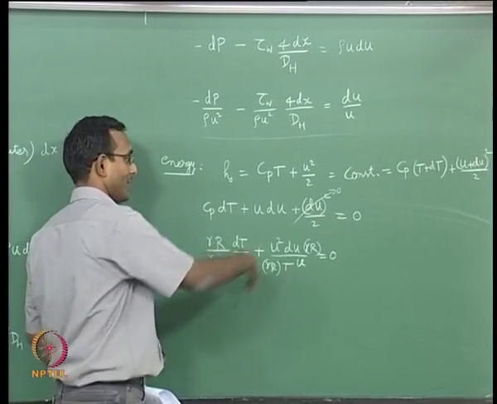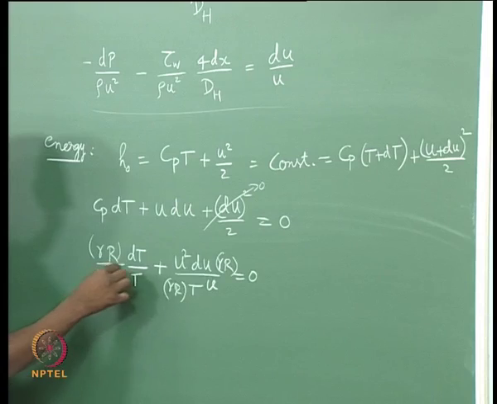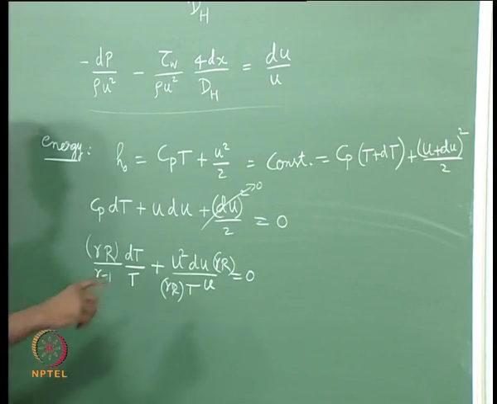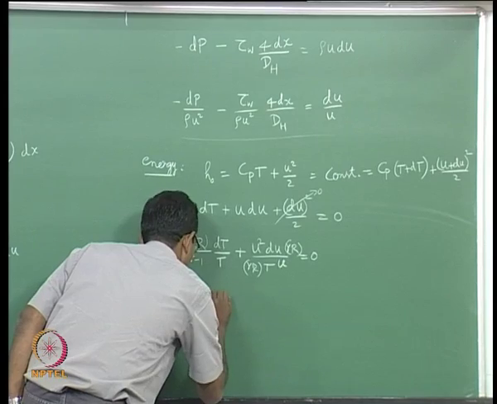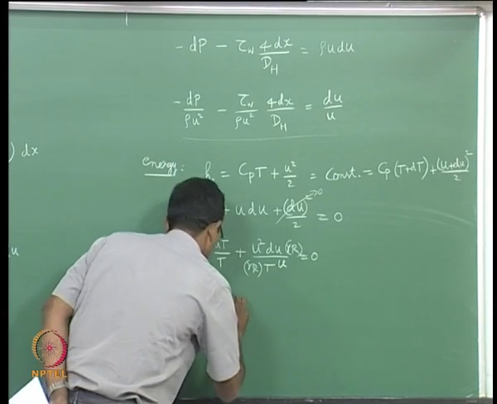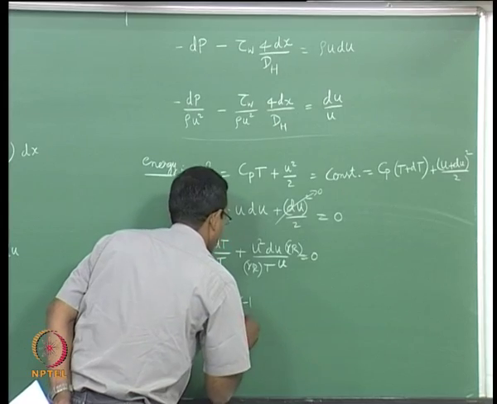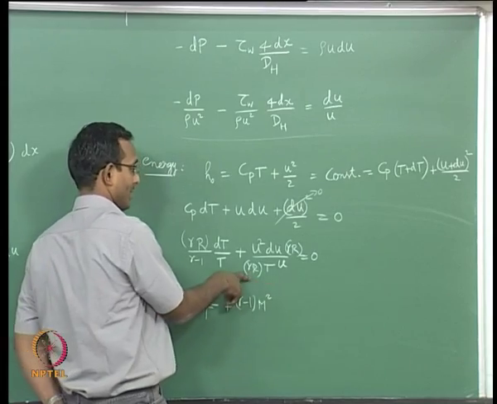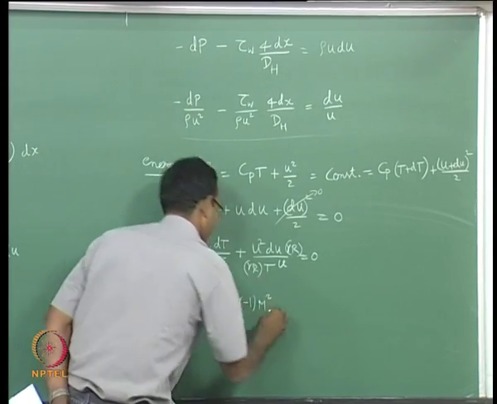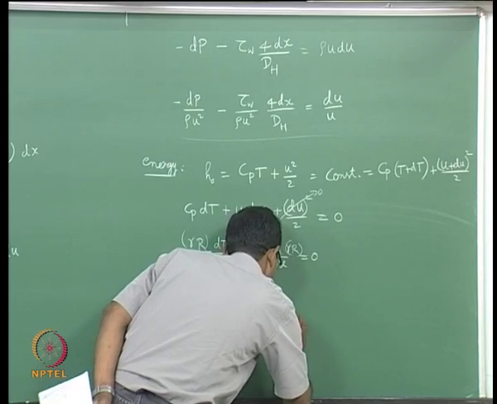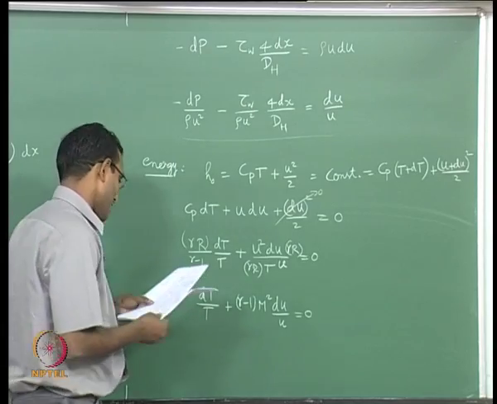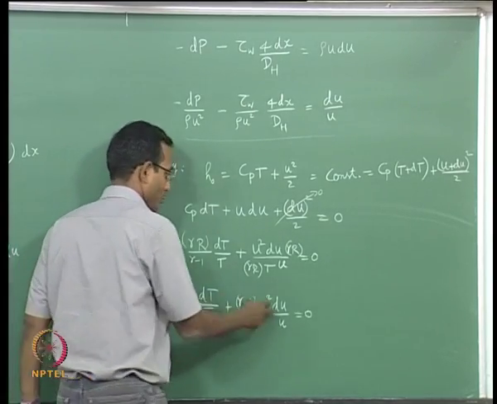Okay. So, if I do that, I can now say that this gamma R can never be 0 and just cancel this. Gamma R is a common factor out of this, that cannot be 0, only the remaining term is 0. So, I will finally end up with dT by T plus (gamma minus 1) times M square. How did I get M square? Gamma R T is a square, u square by a square I have, times du by u equal to 0. Okay. Now, I have a relation between dT by T and du by u.